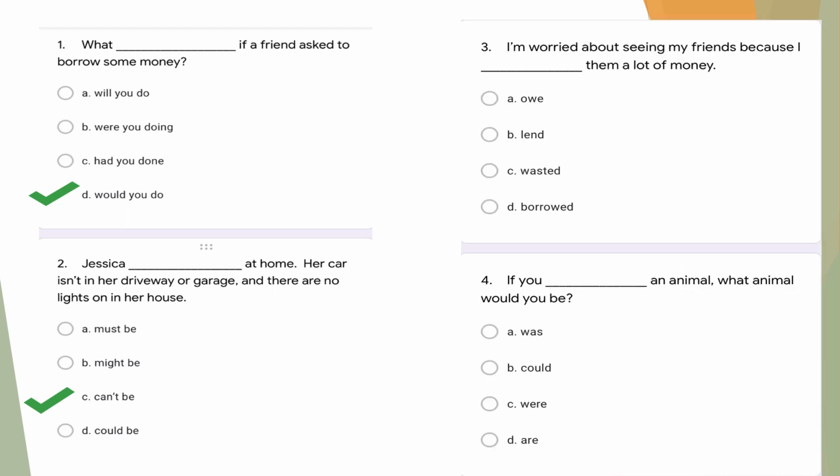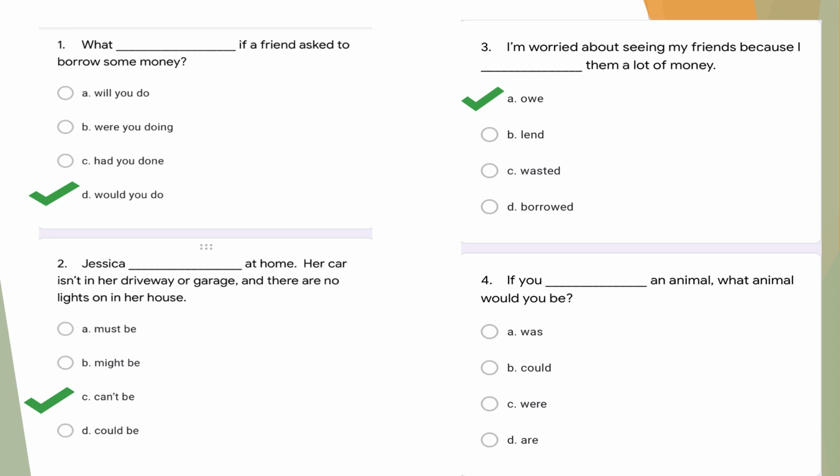Okay? Number 3, I'm worried about seeing my friends because I blank them a lot of money. This was a vocabulary question about money. The correct answer is D: I'm worried about seeing my friends because I owe them a lot of money. Now let's see, do the other words work? Because I lend them a lot of money? No, that doesn't work. You would have to use the past tense.